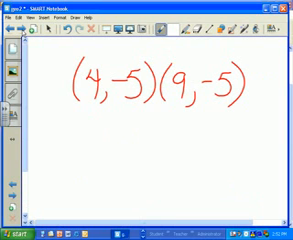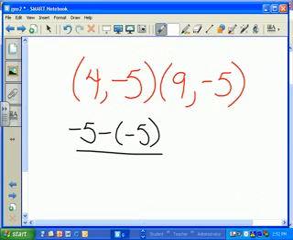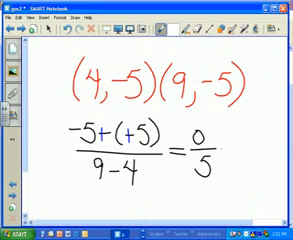Last one. Okay, y2 minus y1 over x2 minus x1. What happens when we subtract a negative? We add a positive. So negative 5 plus 5 is 0 over 9 minus 4 is 5. Is it okay to have 0 in the numerator? Is that undefined also? No. Zero over a number spells yes. You can do that. So that number is just 0.